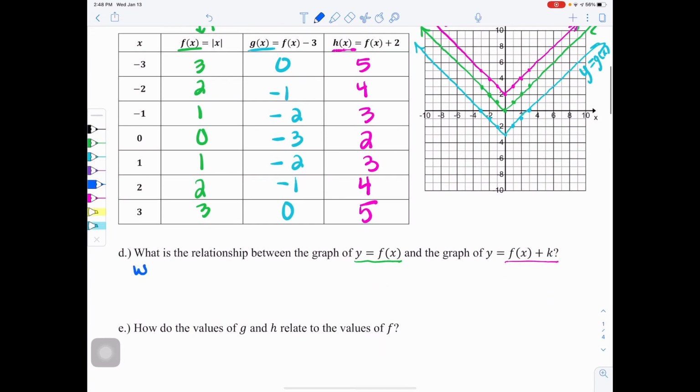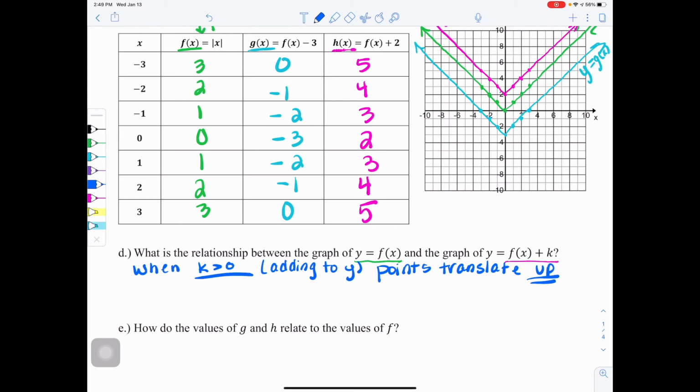So when k is greater than 0, so in other words, you're adding, okay? So we'll say adding to y. The points translate, because it's a slide, up vertically.